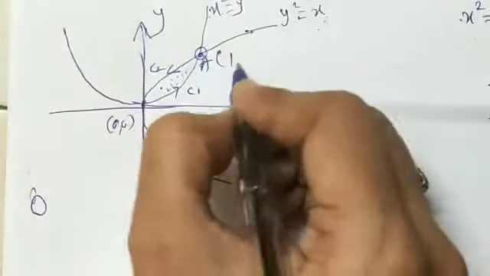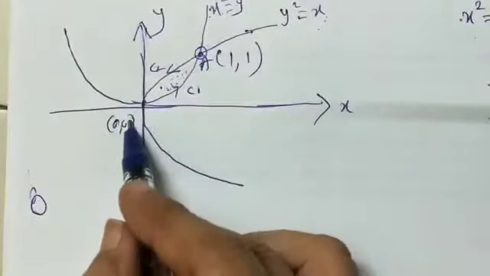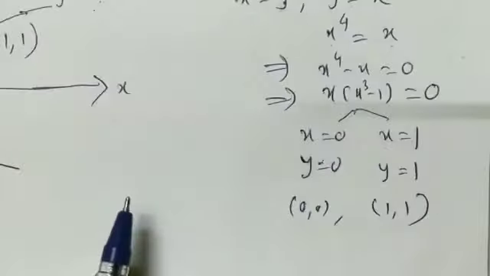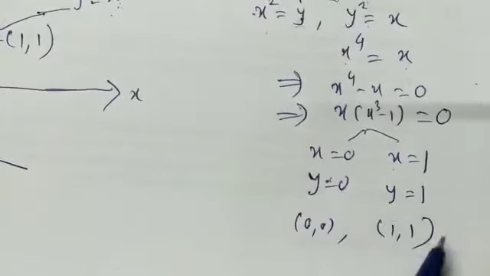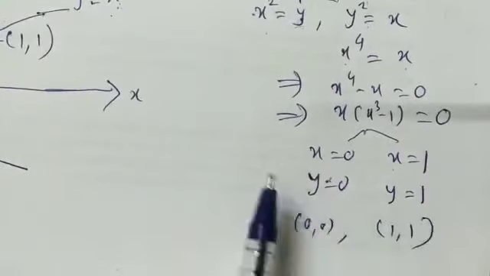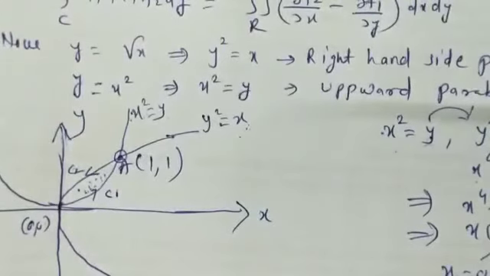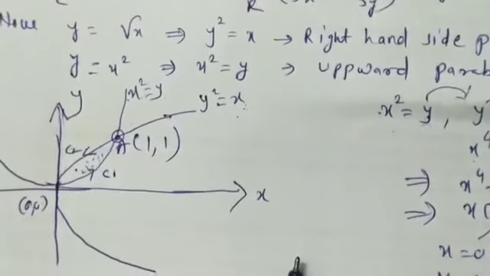Now this point will be (1, 1), because already this point is (0, 0). Understood how to find the point of intersection. So you got 2 points of intersection, (0, 0) and (1, 1). So our diagram is ready. Now I'll continue in the next video because of time limit.